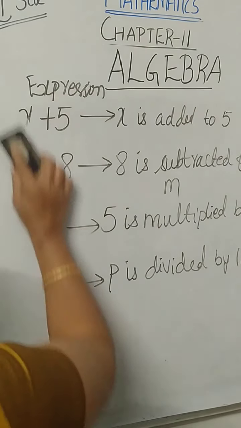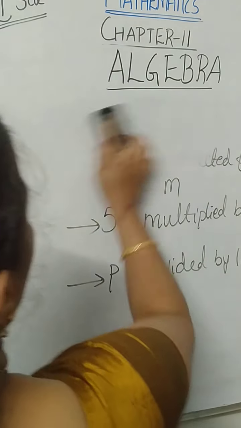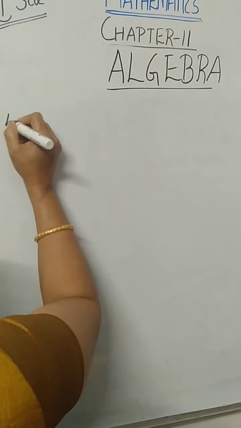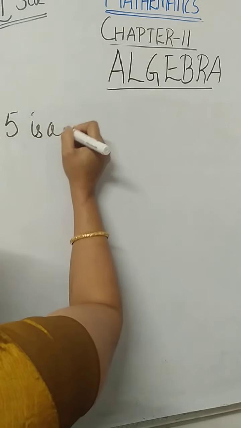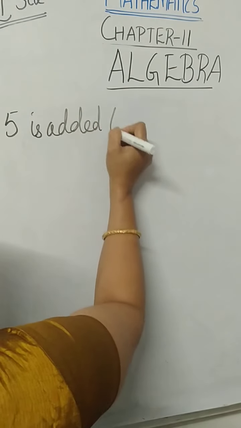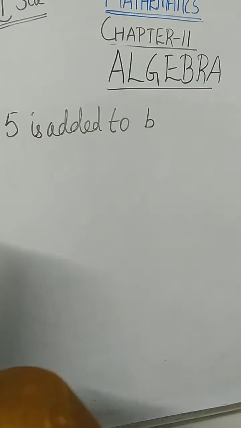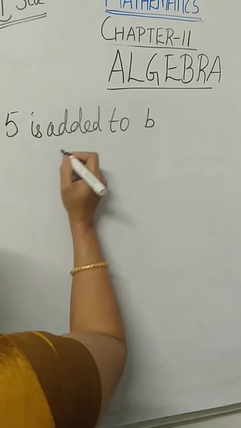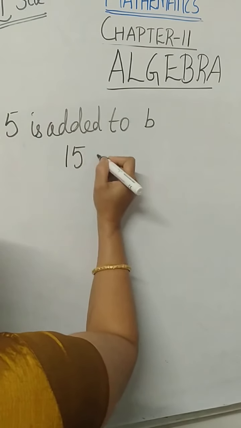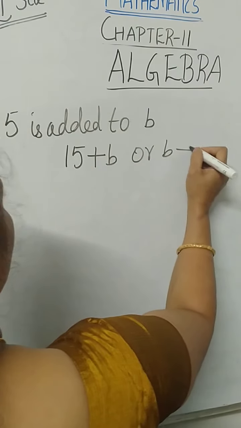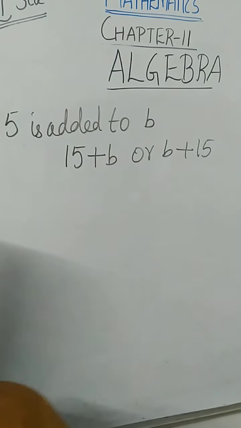How do we write the given statements to expressions? I'll give you 15 is added to B. How will you write this? 15 is added to B. We can write it as 15 plus B or we can write it as B plus 15. Both are same.